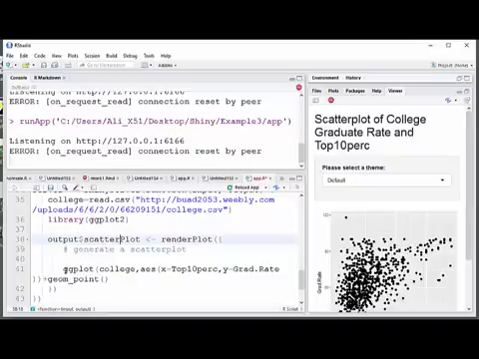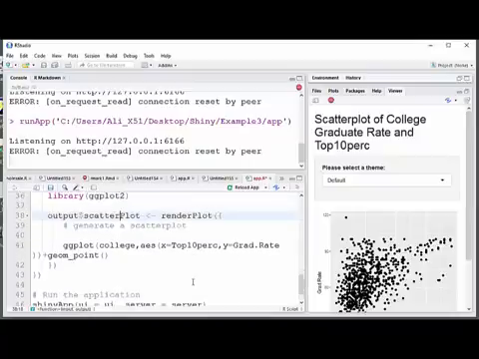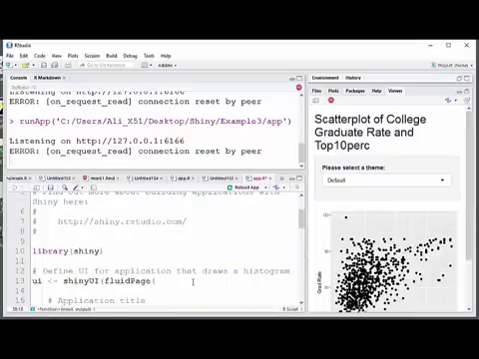And so here's just the ggplot commands. ggplot, college is the name of the data set. Aesthetics, my x is going to be the top 10%. That's the percentage of students that graduated in the top 10% of their high school class. And y is the graduation rate, and my geom is just point. I'm just going to plot points there. And that's all I did.